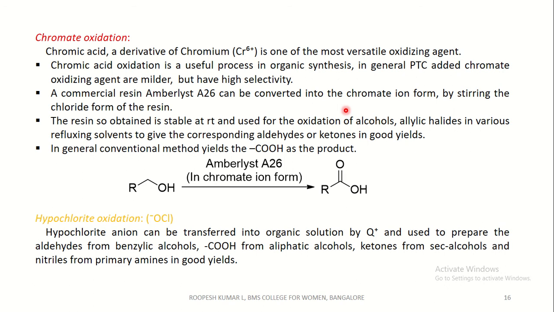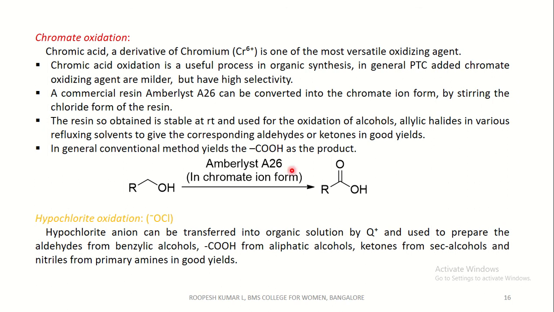The resin Amberlite A26 chromate ion form so obtained is stable at room temperature and used for the oxidation of alcohols and allylic halides in various refluxing solvents to give the corresponding aldehydes or ketones in very good yields. In general, the conventional method yields the carboxylic acid as the product.